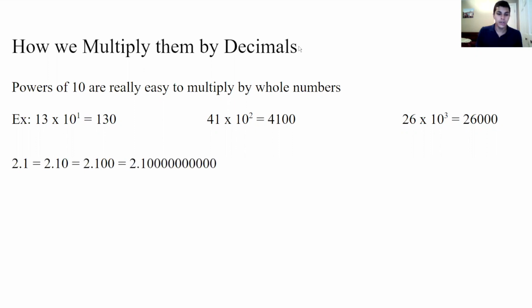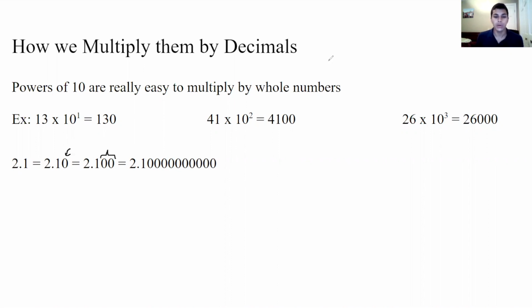Let's say we have the number 2.1. No matter how many zeros we add to the end, we're not actually changing the value. 2.1 is the same as 2.10. You added 1 zero here, which is equal to 2.100, so you added 2 zeros here. And that's equal to 2.1000000 and so on. You could add a million zeros, and the actual value of the decimal wouldn't change.